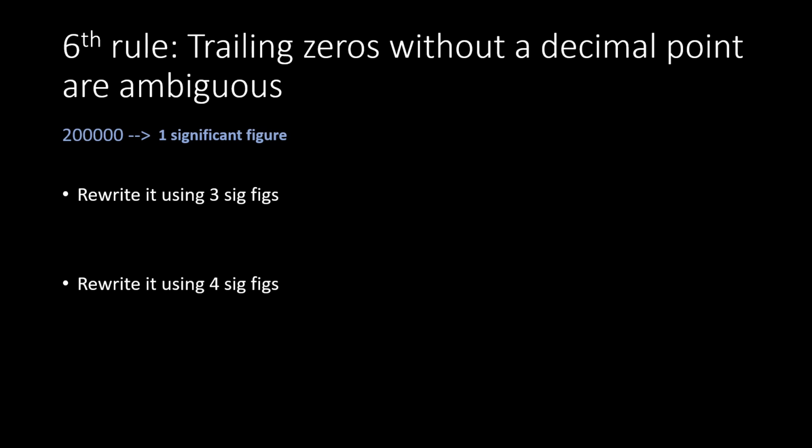For this example, it asks us to rewrite it using 3 sig figs. And what we would do is write 2.00 times 10 to the fifth. The next problem asks us to write it using 4 sig figs. So we would write 2.000 times 10 to the fifth. If you're unfamiliar with scientific notation, I would gladly put out another video explaining this concept. Also note that whenever we have 10 to the power of some number, we will not count that as our significant figures.